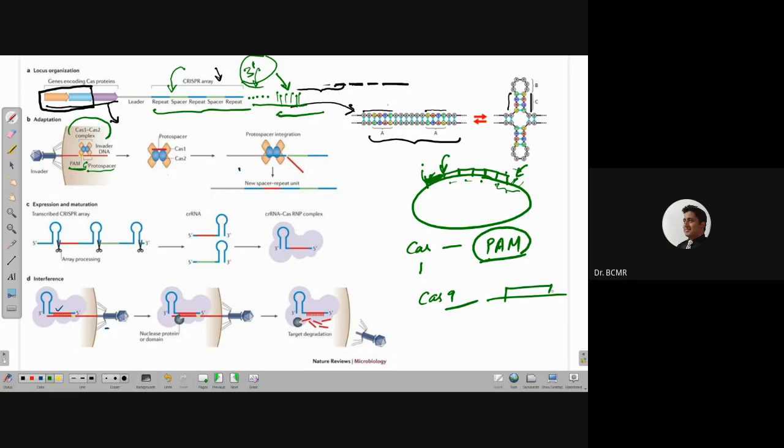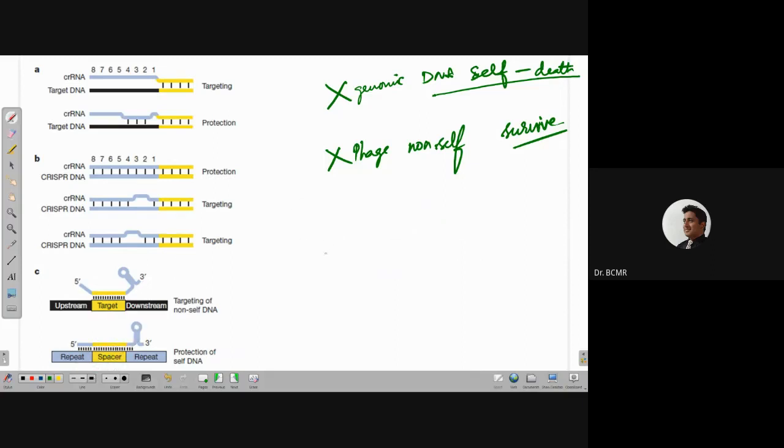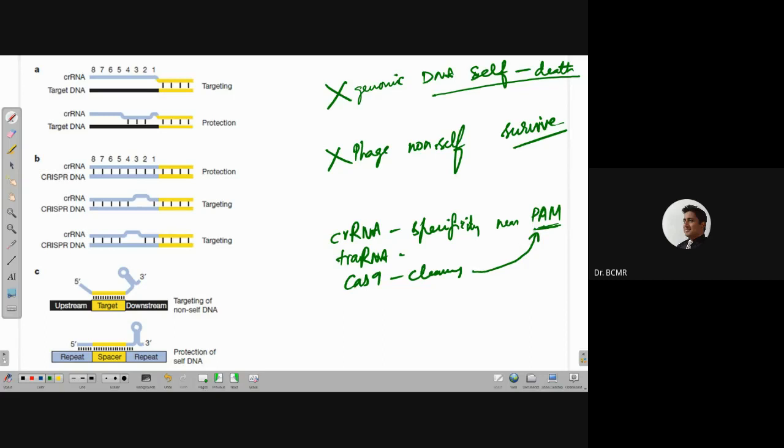So for requirements, I think I will end with this one. Probably that's a good one to do. So if cleavage should occur, what are the things that we need, and which one shouldn't be there? First thing, we'll need CRISPR RNA for specific binding through complementarity. Then we need tracer RNA for functioning of Cas proteins, and Cas9 for cleavage, I mean nuclease activity. And then the binding of CRISPR to the target sequence should be near the PAM sequence. Okay? The specific region should be near PAM regions, because Cas9 proteins have evolved to recognize the PAM sequence.